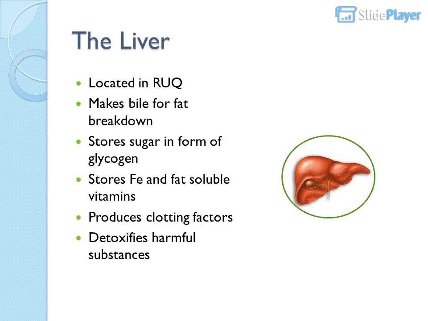The liver, located in the right upper quadrant, makes bile for fat breakdown. Stores sugar in the form of glycogen. Stores iron and fat-soluble vitamins. Produces clotting factors. Detoxifies harmful substances.